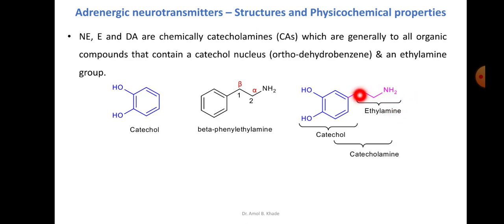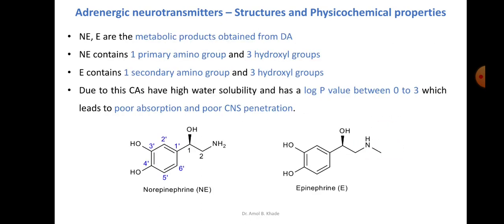Okay, so this is the ethylamine. It has an alpha carbon and beta carbon, or carbon number 1 and carbon number 2 with respect to the phenyl ring, and to this phenyl ring if we have two hydroxyl groups which are adjacent to each other, we refer to it as a catechol. So catechol nucleus with ethylamine constitutes the catecholamines.